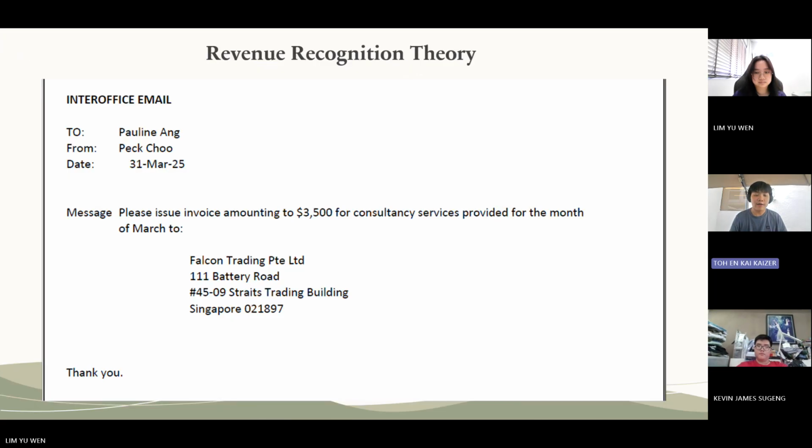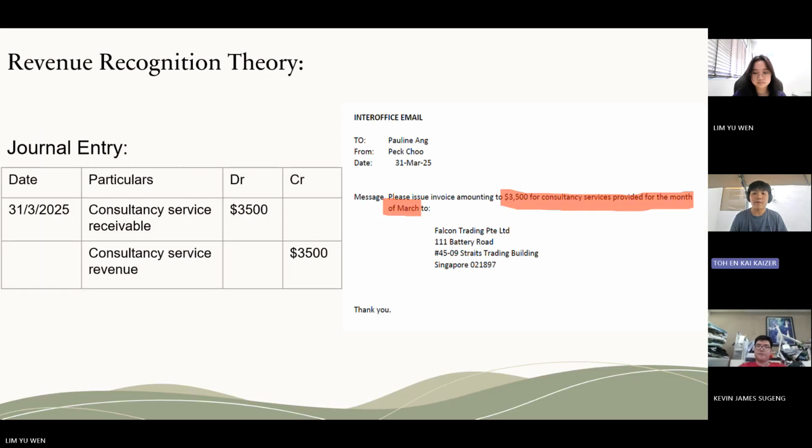The revenue recognition theory. I shall leave this slide here for you to read for a while. Next slide. So if you see what I've highlighted, $3,500 for consultancy services provided for the month of March. Therefore, this leads to the journal entry on the left of a debit $3,500 consultancy service receivable and a credit $3,500 consultancy service revenue. Next slide.